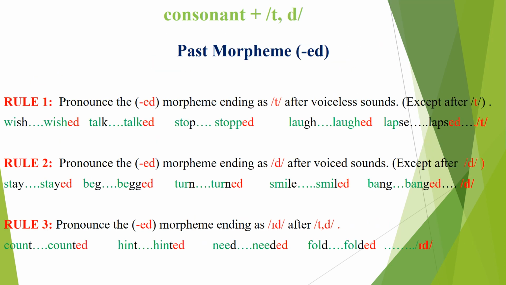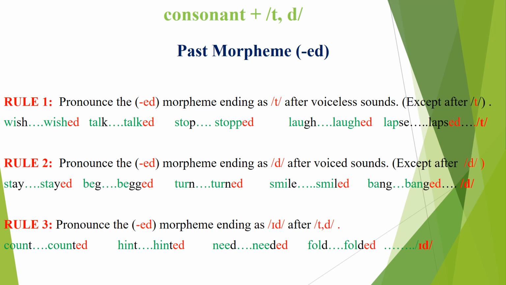The pronunciation of the past morpheme ED at the end of verbs. We use the past morpheme ED to form the past tense of present or base form verbs. So we have three rules that are involved in the production of the past morpheme ED when it is added to the end of verbs. Rule number one, pronounce the ED morpheme ending as t after voiceless sounds, except after t.